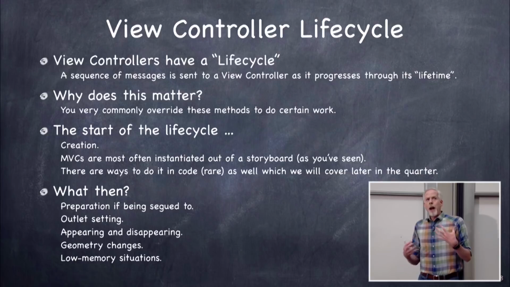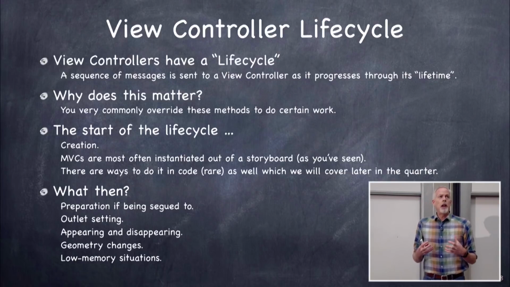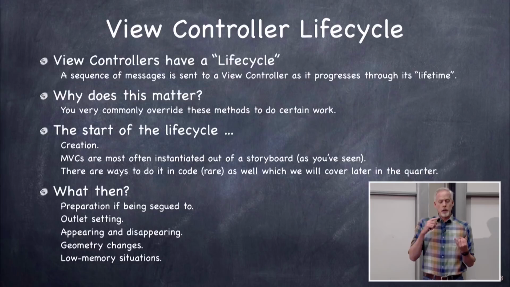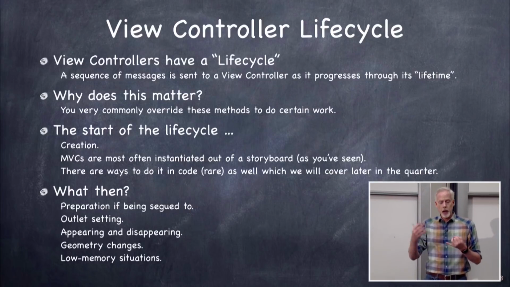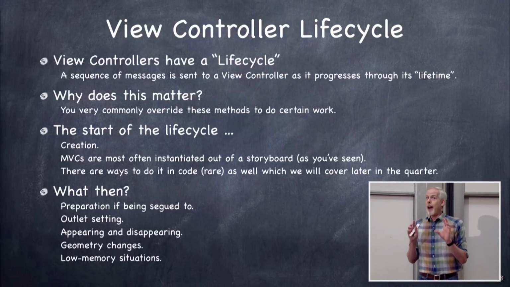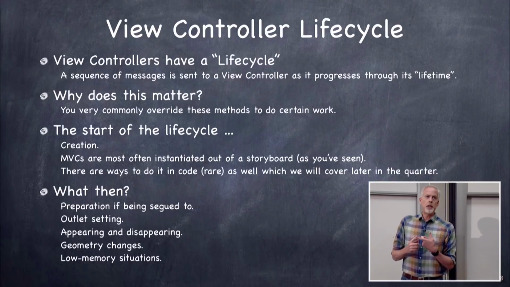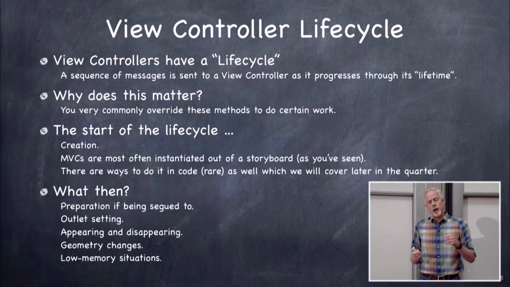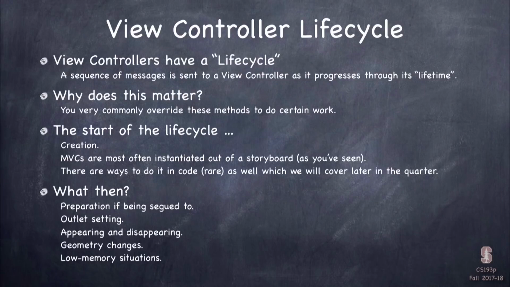But once it's created, what happens to it? And you've already actually learned a lot about the life cycle of a view controller. Of course, the first thing that happens after it's created is that it gets prepared to be segued to, right? So if it's being put on screen because of a segue, the preparation part happens. Then, after that, importantly, the outlets get set. Okay, all your UI buttons and whatever, those connections get made. Then your view controller appears and possibly disappears on screen, right? Imagine a split view in portrait mode, right? The master disappears and you can slide it out and then slide it away. So it's appearing and disappearing, for example.